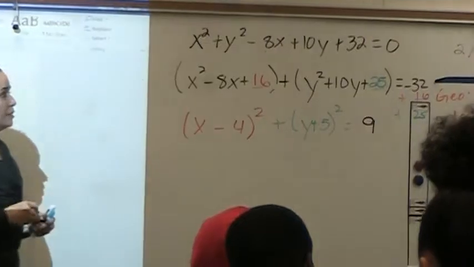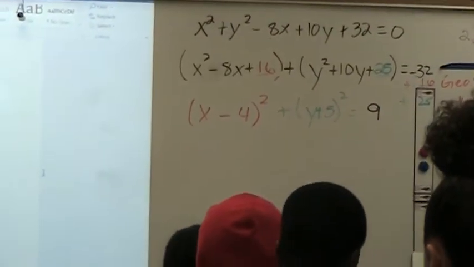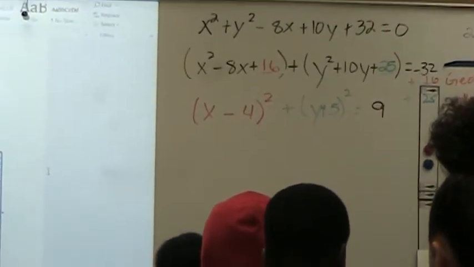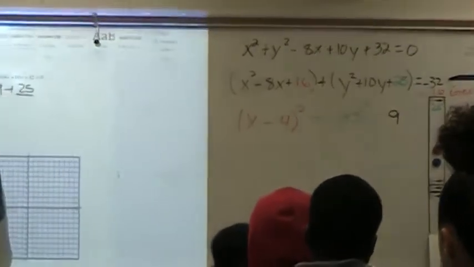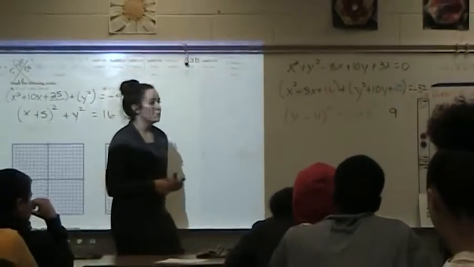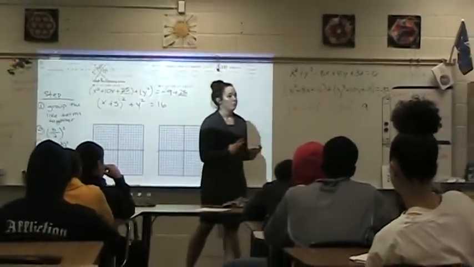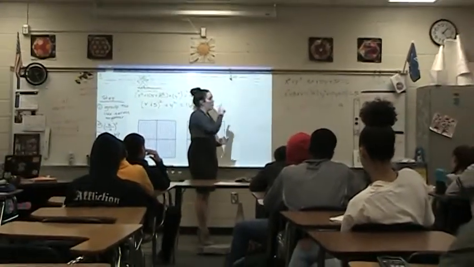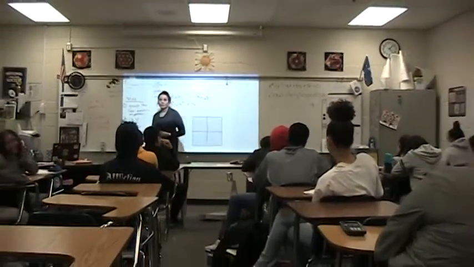So look at it again. Remember that there's a negative up there. Negative 32 plus 16 is negative 16. Negative 16 plus 25 is 9. Okay? Now, can you graph it?